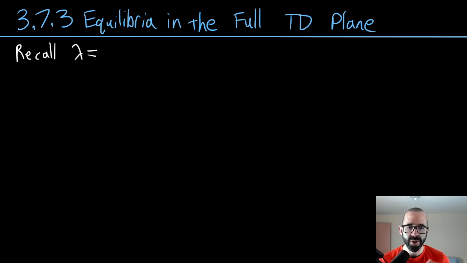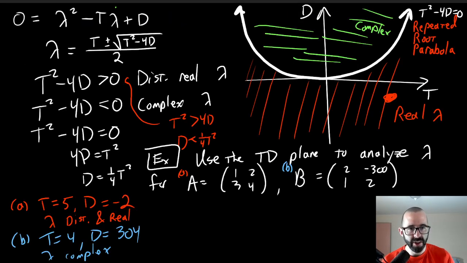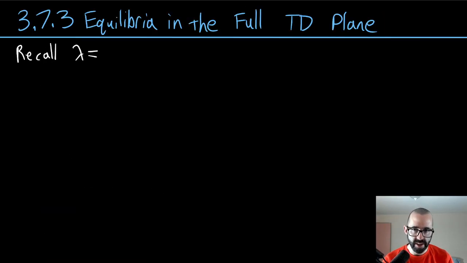This is the moment we've all been waiting for. We are going to complete, more or less, the trace-determinant plane. We talked about how if we're up here, we have complex eigenvalues, and if we're down here, we have real eigenvalues, and if we're on here, we have repeated real ones. But how can we break this down even more?